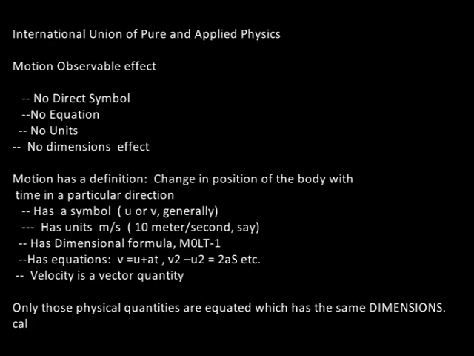Whereas velocity is a physical quantity, the symbol for velocity is generally regarded as u or v. The unit of velocity is meter per second, say 10 meter per second, and the dimensional formula is M^0 L T^-1. The simple equations related to velocity are v is equal to u plus at, v square minus u square is equal to 2as, etc. J. Jennings in 1721 defined velocity in the book Miscellanea as velocity is equal to distance travelled divided by time taken. There is no such equation related to motion in physics or science.